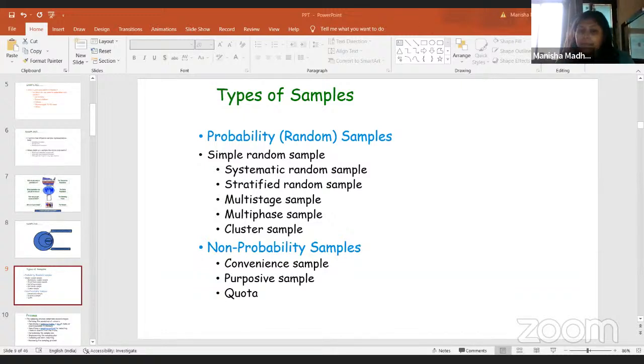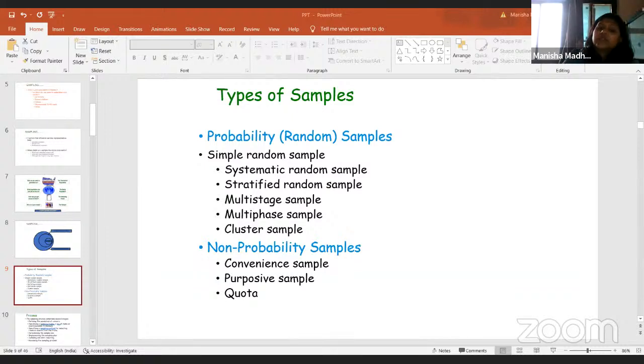Now, this probability sampling is again divided into 6 types. First is simple random sampling. Second is systematic sampling. Third, stratified sampling. Fourth, cluster sampling. Fifth, multi-stage sampling. And last one is multi-phase sampling. Let's begin with the first type, simple random sampling. Here, the members of the sample are selected randomly, purely by chance. Each member has an equal chance of being selected in the sample.